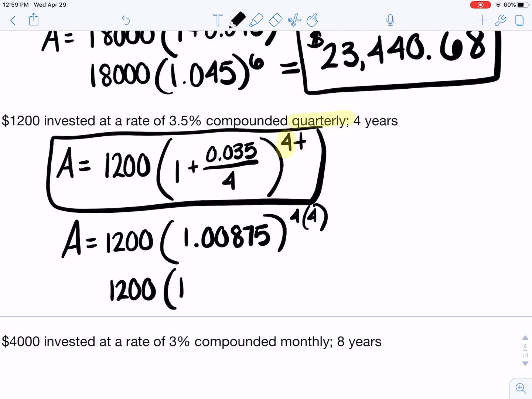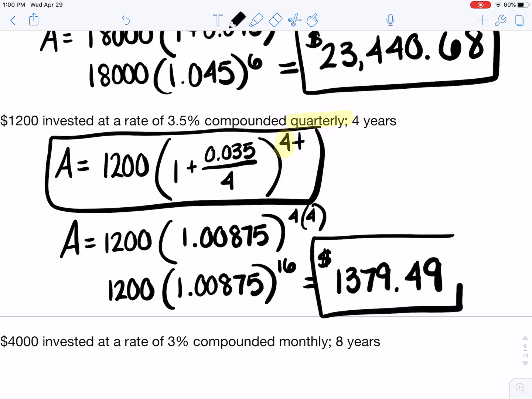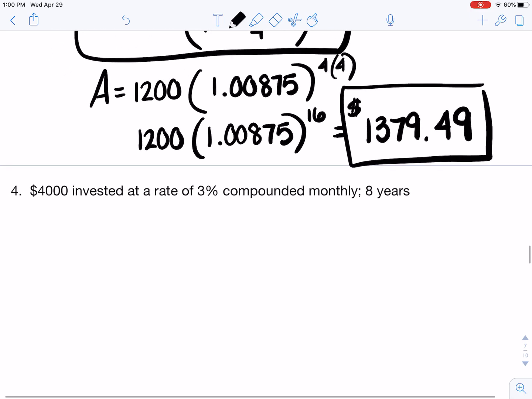Now notice that when I did the math of 1 plus 0.035 divided by 4, I didn't do any rounding. This is as far as the decimal goes out. It's not going to kill you to use all of it. Don't round inside the problem. You really would not want a bank to round unless they were rounding up, but sometimes they may round down, and you might lose a little bit of percentage and therefore some of your money. So you don't want to do any rounding until the very end, if necessary. So here we end up with $1,379.49.